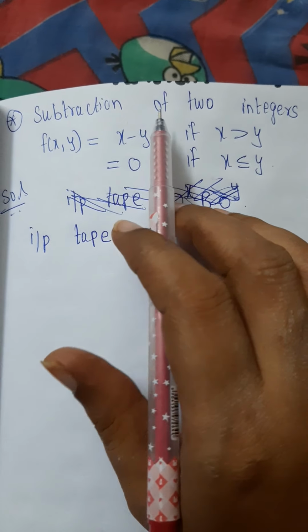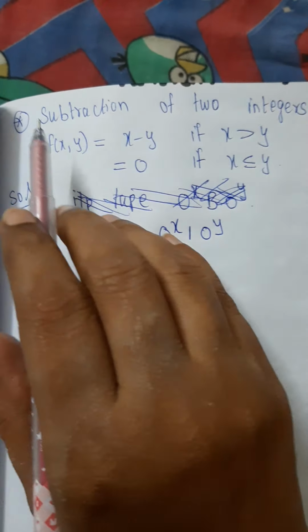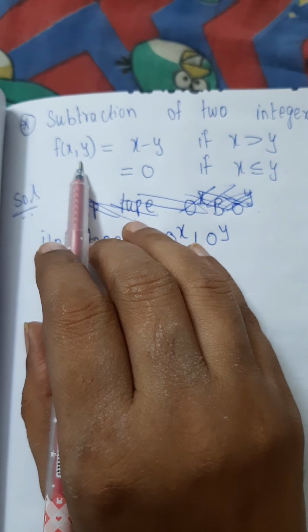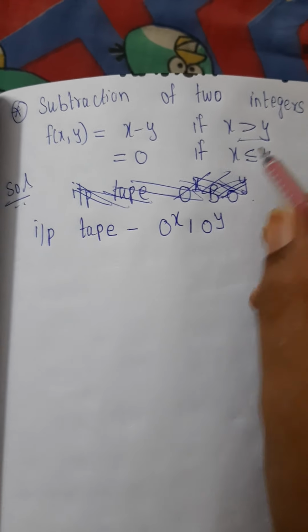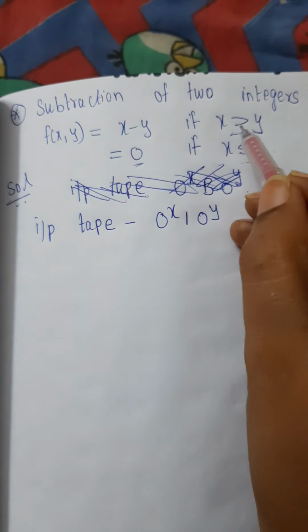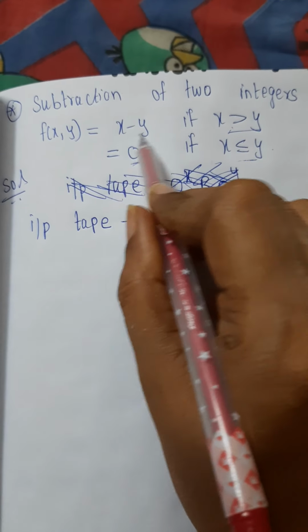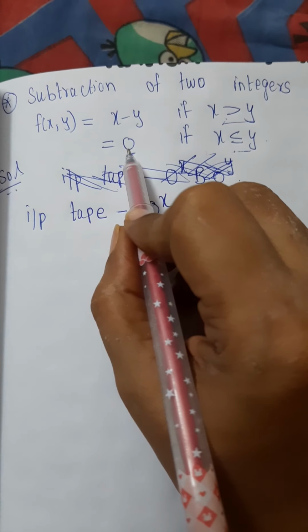We'll see the example for subtraction of two integers using the Turing machine. So here the function is given as f of x is equal to x minus y if x is greater than y, and if it is less than or equal to y, the result should be 0. If it is greater than y, we should get the difference of two numbers. If it is less than or equal to y, we have to get the result as 0 here.